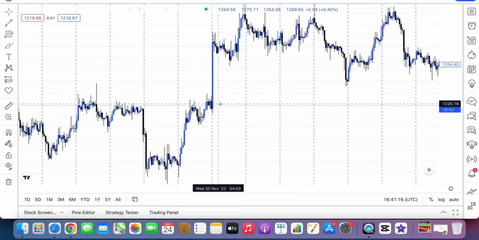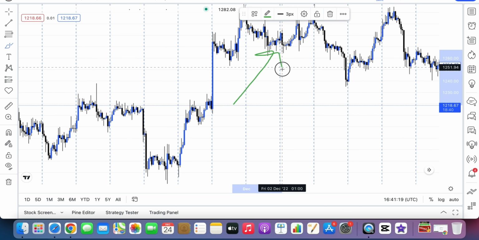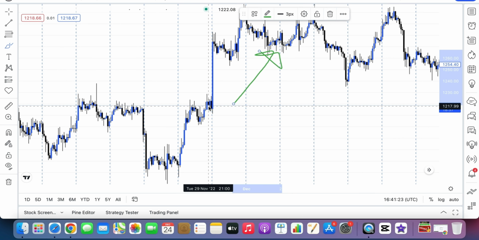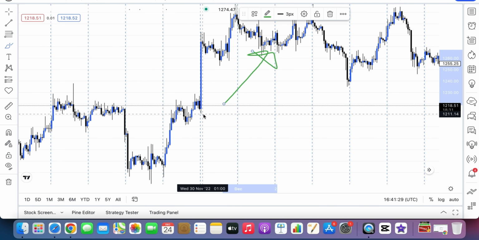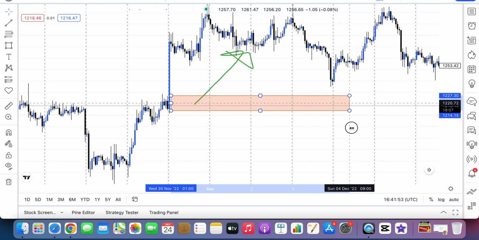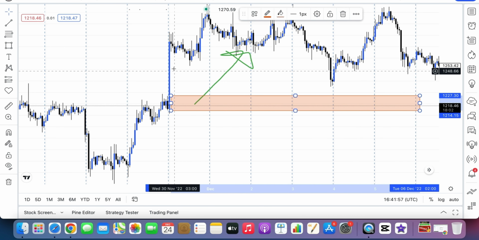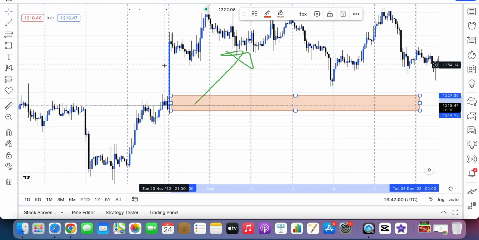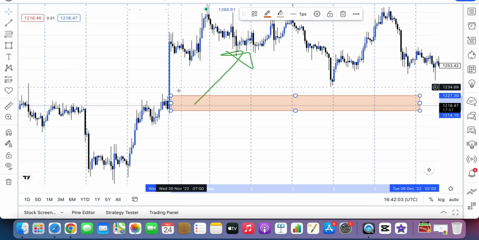Order blocks mean when there is an impulsive move like this, we can find the order block just before this impulsive candle, just before this engulfing bullish candle. So in this case, this is the order block candle. If we take the length of this candle and draw it all the way here, you can find the order block. So this is a liquidity gap, or market imbalance, or fair value gap, and this is the order block.